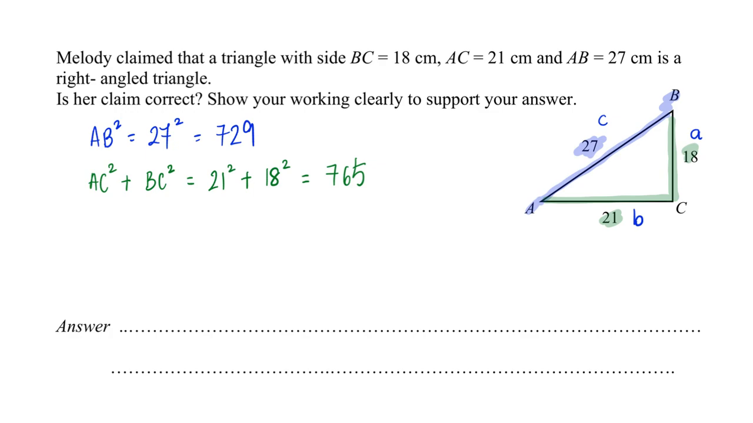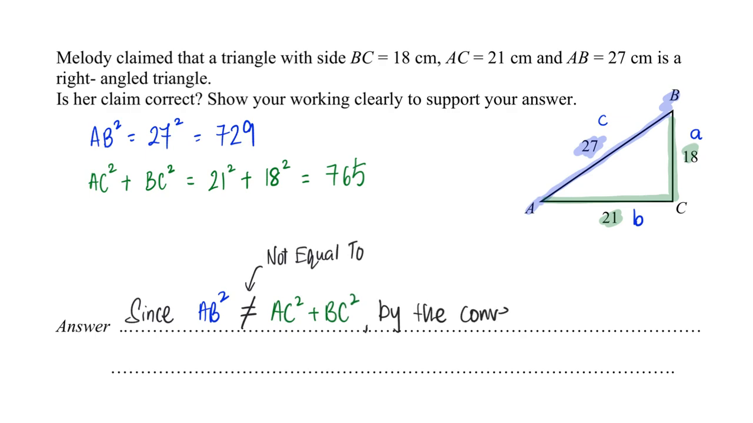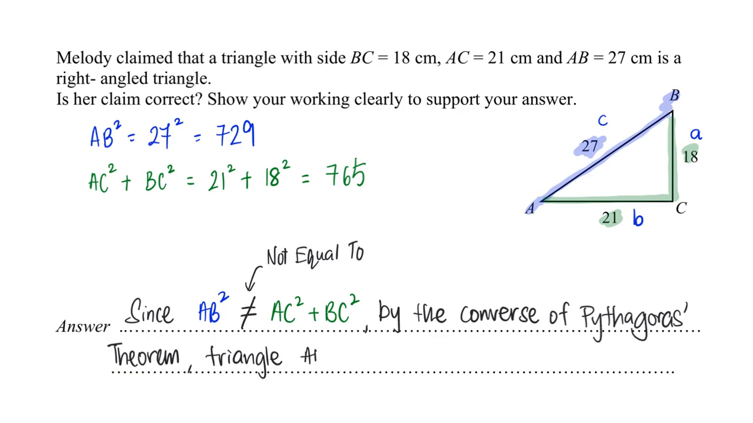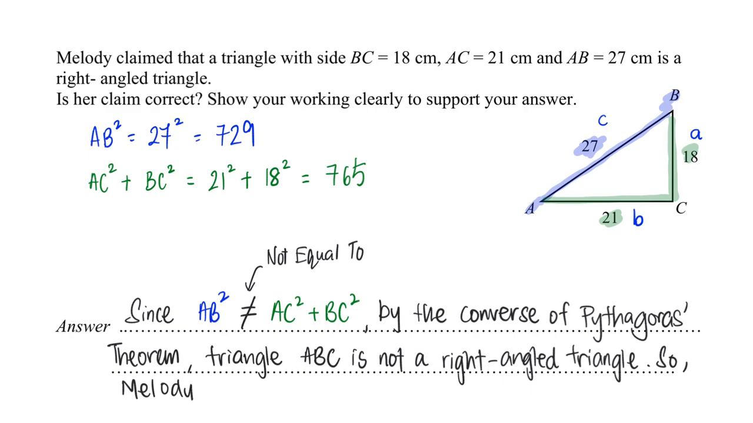She is wrong. So, since my AB square is not equal to AC square plus BC square, by the converse of Pythagoras theorem, this triangle ABC is not a right angle triangle. So Melody is wrong.